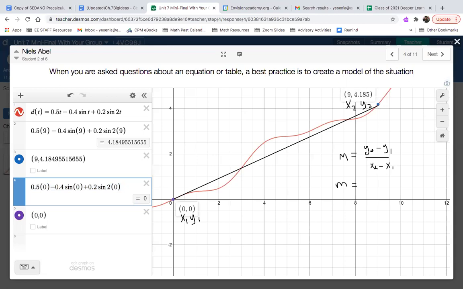But let's see. So we got our slope formula. We're going to go ahead and plug in our numbers. So y2 is 4.185. And notice that that number is kind of rounded from what we see here, which is fine. Minus, and so that was y2, we have to subtract y1. y1 is 0. All over, and we have x2 is 9, minus, and then x1 is going to be 0. So I think that's what you meant, AJ.